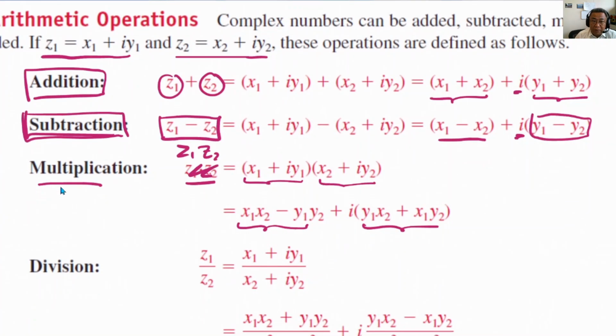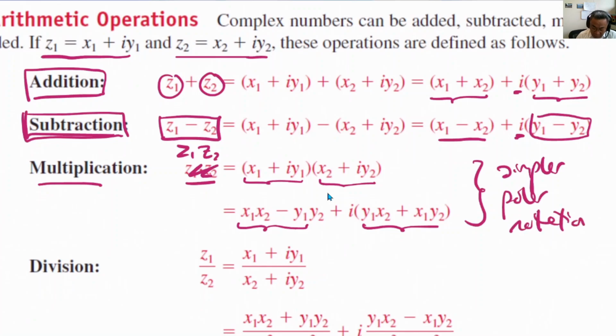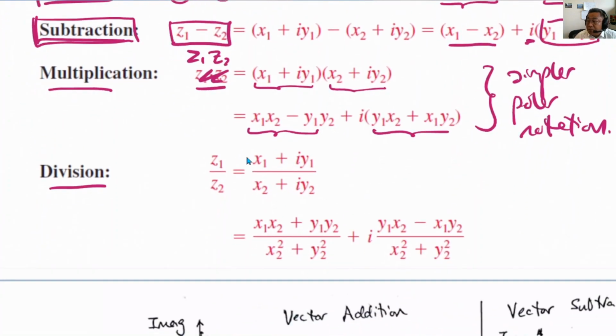It looks like it's quite difficult to perform multiplication in the rectangular domain. Later on we'll show you that it's actually simpler in the polar notation to perform multiplication. What about division? Well, we have z1 divided by z2 is x1 plus iy1 divided by x2 plus iy2. You can work it out, and this is the answer. And again, you'll realize that actually it is quite difficult to derive this equation in rectangular form. We'll show you that it's actually simpler in the polar notation.